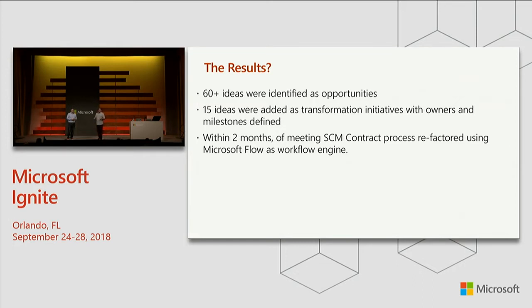15 of them got added to the transformation initiatives with owners. And within 2 months, they actually landed one. They're in the process of landing several more. And so they took their whole, what is SCM? What was the process they moved to Flow? Supply chain management contract process. There it was. And so they moved that fully over to Flow as the workflow engine. And there was another example.